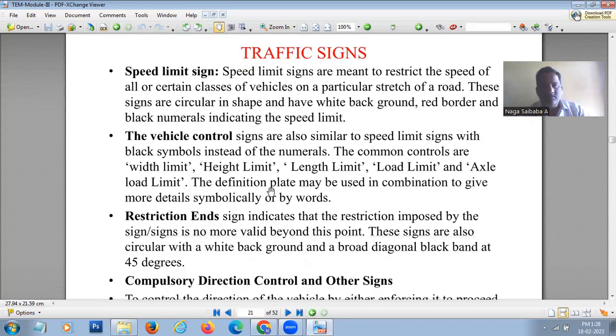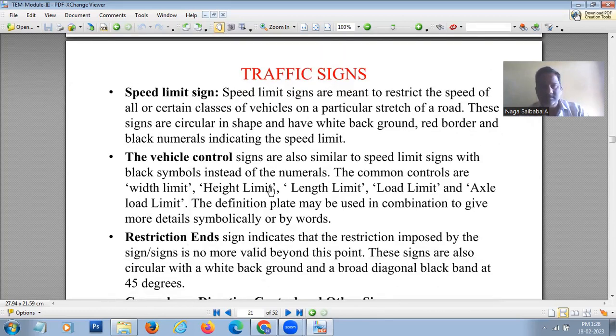Next, the vehicle control signs. These are also similar to speed limit signs, with black symbols instead of numerals. Generally, width limit, height limit. Height limit means if you have a vehicle which carries a heavy load above the truck, which will be jammed under a bridge, so there will be a limit for the height and also length and the load.